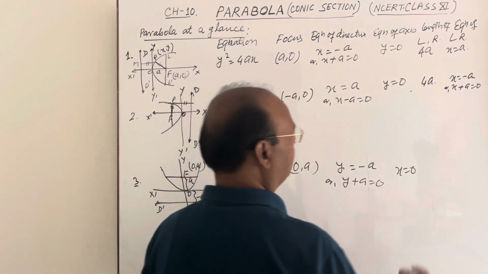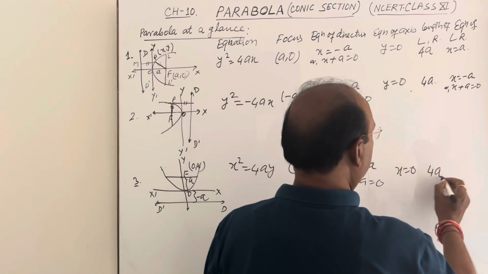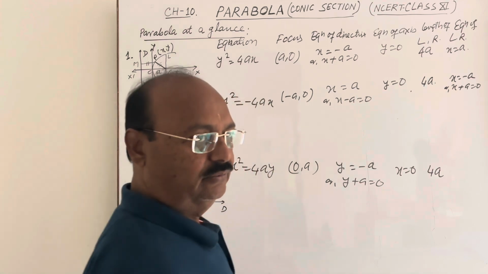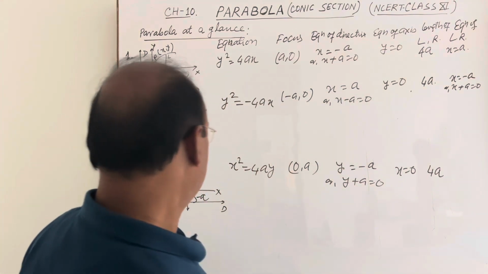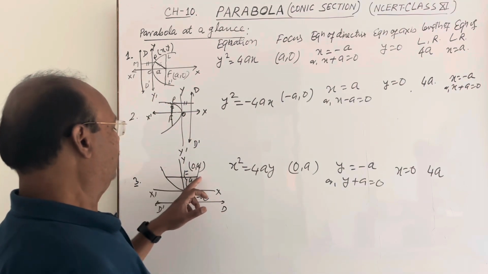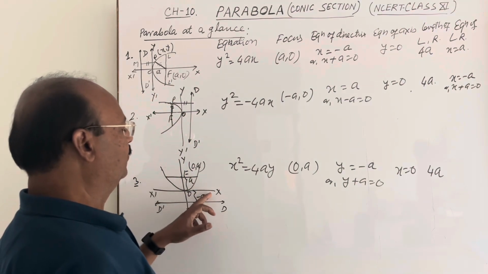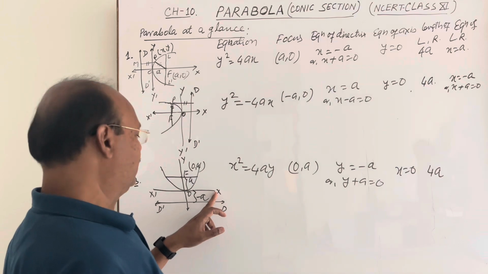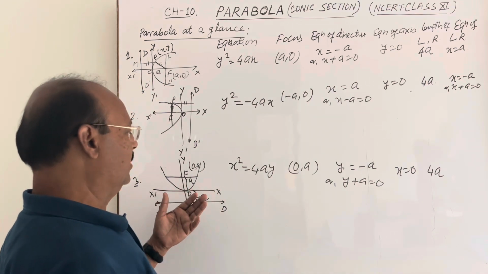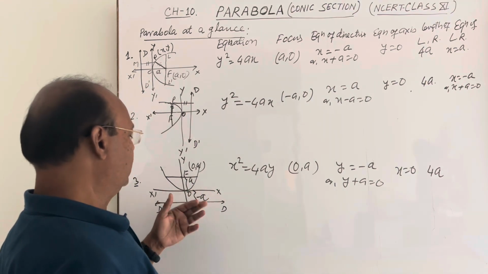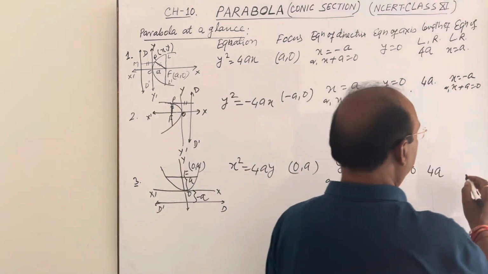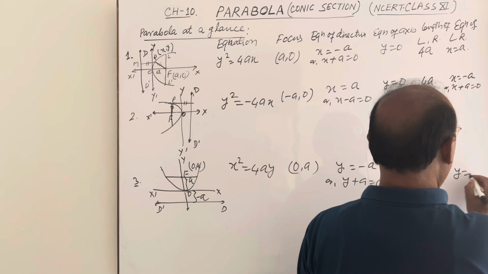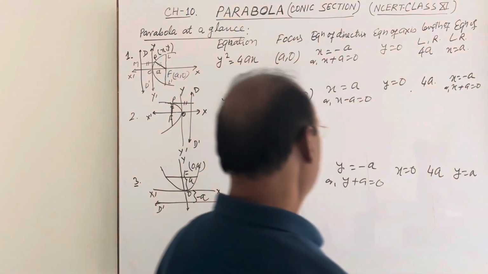Length of latus rectum will remain same. This is 4a, length is positive value, always absolute value. And equation of latus rectum, here latus rectum is parallel to x-axis. So equation will be y is equal to some constant, and that is constant a. So y is equal to a. Equation of latus rectum is y is equal to a.